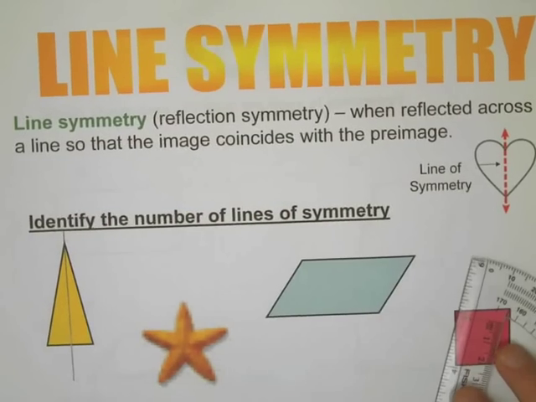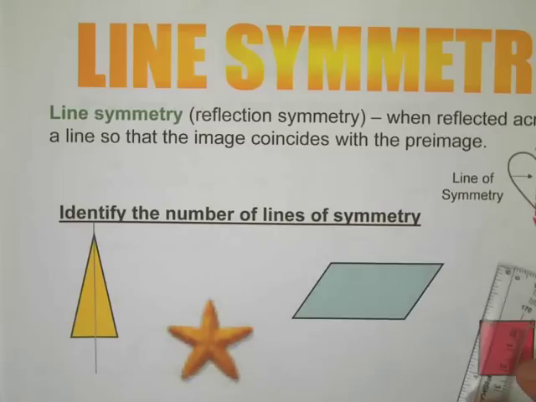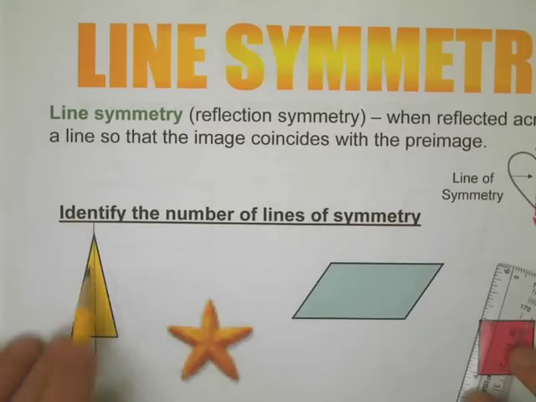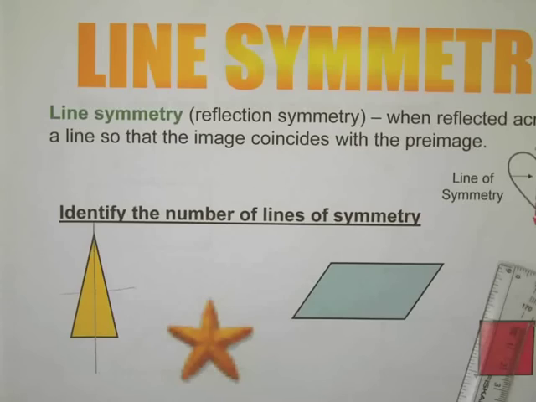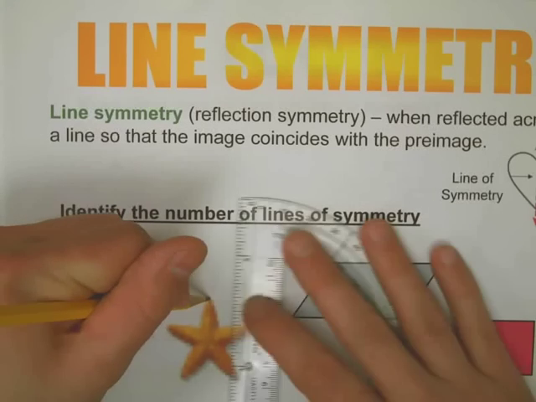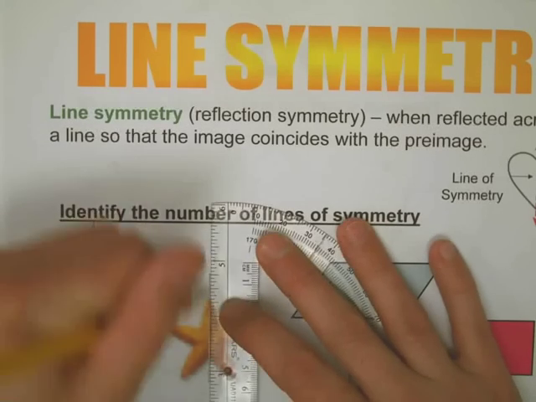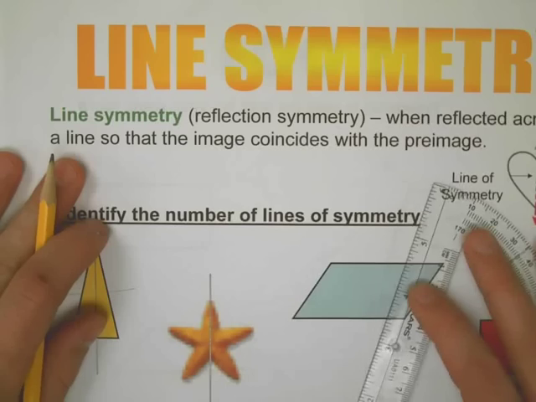That'd be a pretty simple one. So it has one line of symmetry. I can't draw one any other way that I can see. Like, this would not be symmetrical. So it just doesn't necessarily cut it in half, I guess, is what I'm trying to get across to you. For the starfish here, I could draw a line of symmetry there.